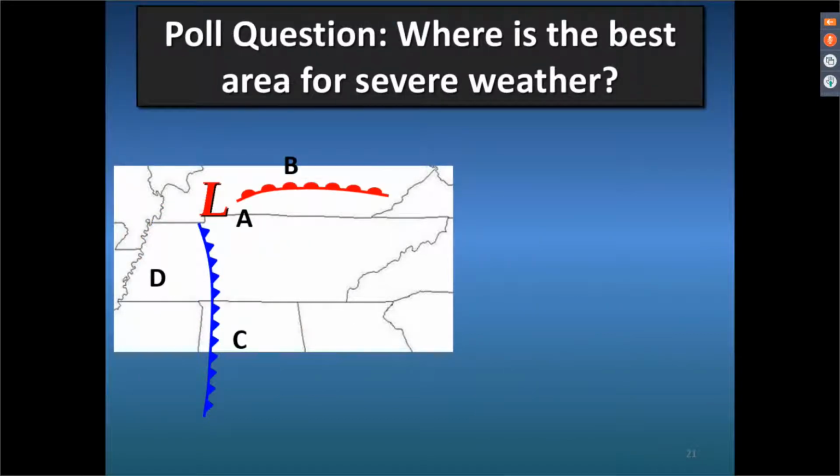All right, so let's take all that into account. And this is going to be a question for all of you, so just type this into chat. Looking at this map on the screen, where do you think the best area or the most likely area for severe thunderstorms to develop would be? Is it A, B, C, or D? Just type that in chat and what you all think.